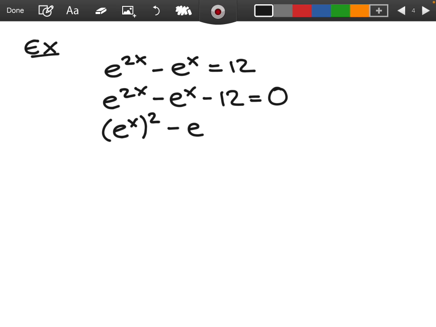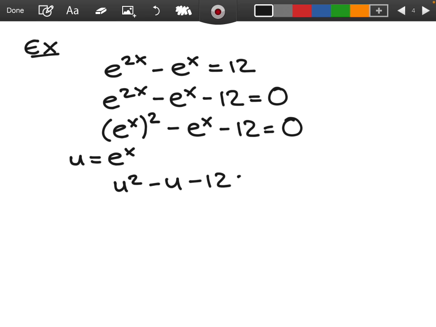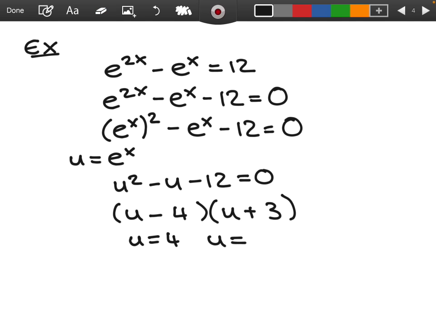The way that I can do that is by rewriting my equation like this. And then what I'm going to do is use a substitution of u is equal to e to the x. Okay. Now what I want you to do is rewrite your equation in terms of u and solve it. So if we factor this, you should end up with minus 4 and plus 3. So either u is equal to 4 or u is equal to negative 3.